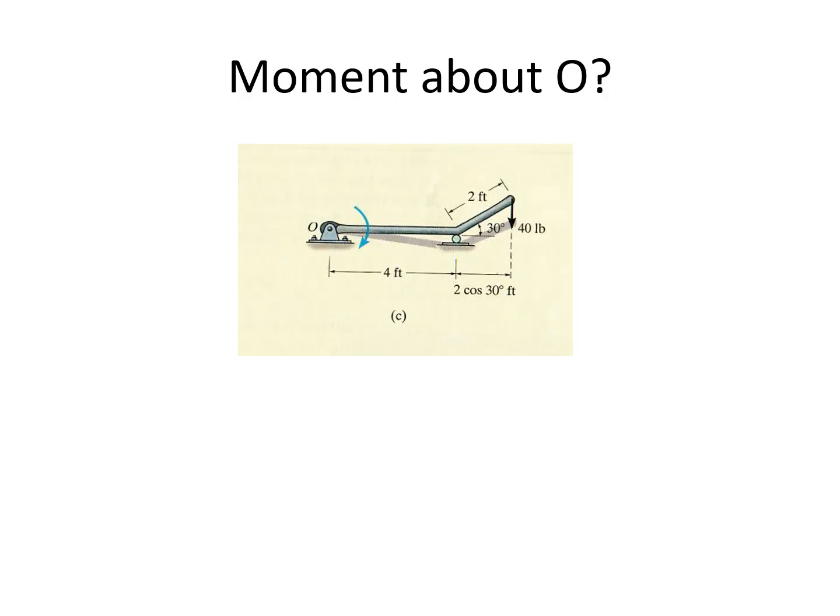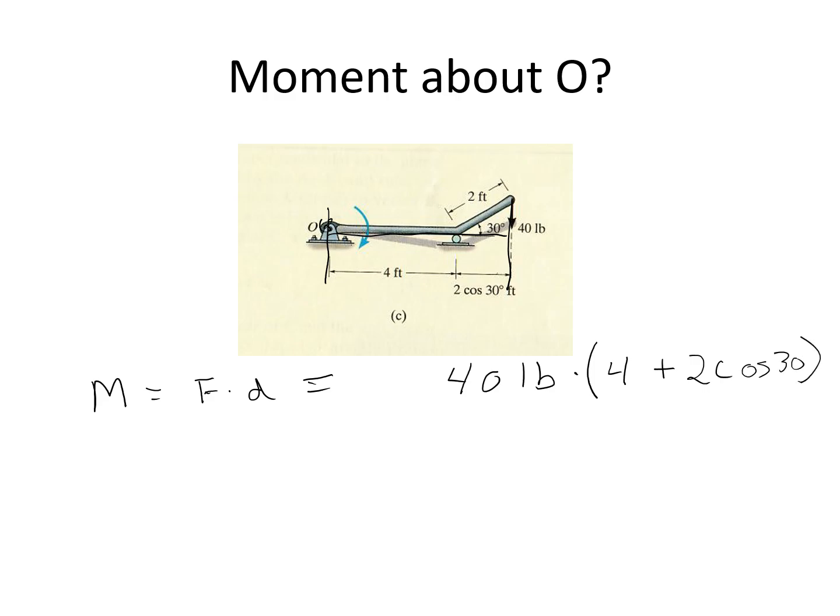All right, trying to calculate the moment about O created by this 40-pound force. Moment is force times distance. Our force is 40 pounds. And our distance is going to be from O to this line of action. So that is going to be 4 feet plus 2 times the cosine of 30. And if you calculate that out, we'll get 229 pound-feet. And we are pulling down, so it's tending to rotate this clockwise, and so that will be a negative moment.